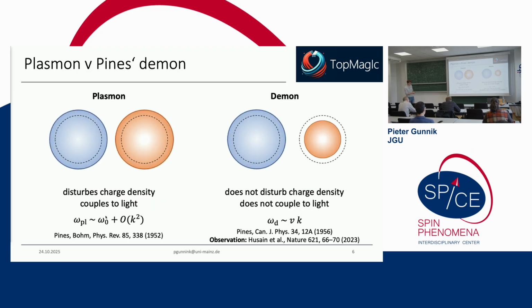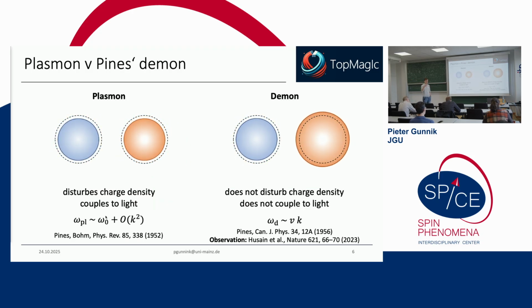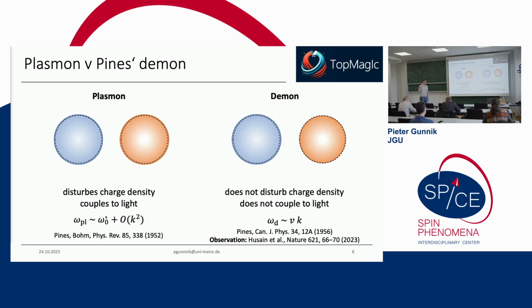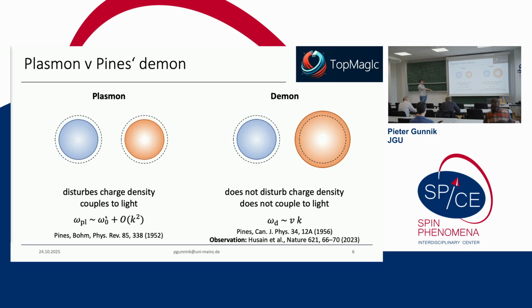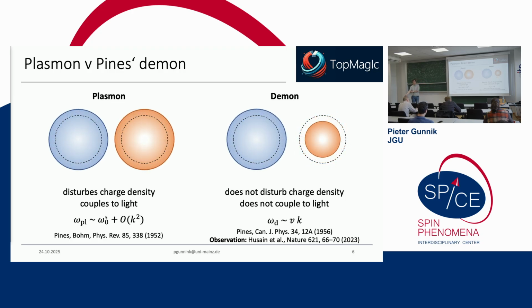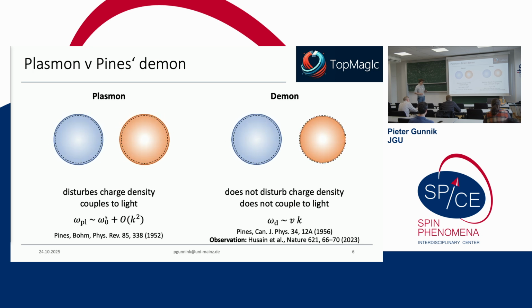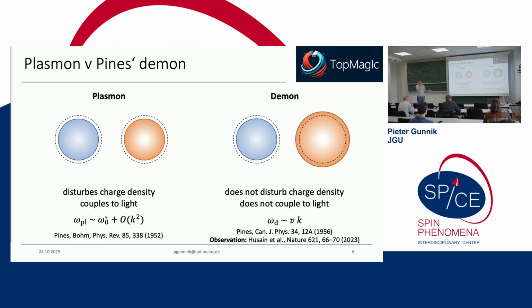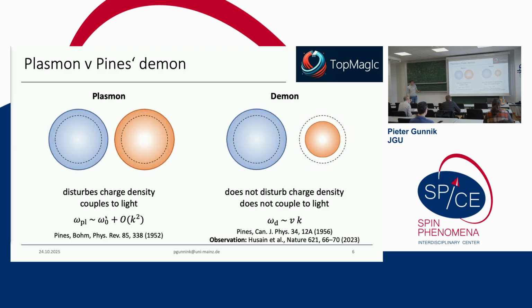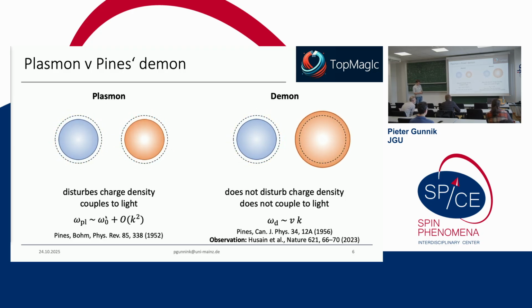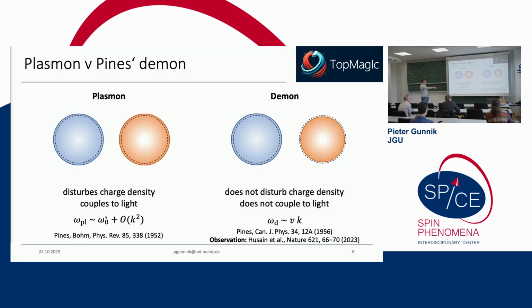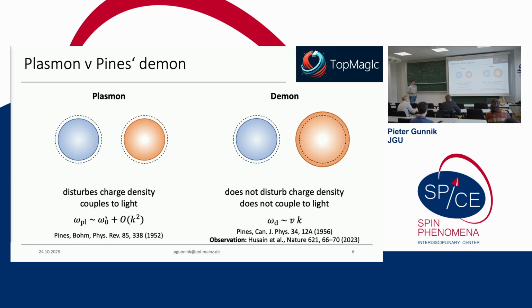And so they have different properties, of course, the plasmon and the demon. They're both mediated by Coulomb interactions and related to electron density oscillations. But the plasmon disturbs the charge density. This is in-phase oscillation and therefore couples to light. And this makes the plasmon relatively easy to detect optically. It's also the reason why plasmons in 3 dimensions, for example, are gapped at this plasmon frequency. This is, of course, optically very easy to detect. But this demon does not disturb the charge density and therefore does not couple to light, and this makes the demon very hard to observe.